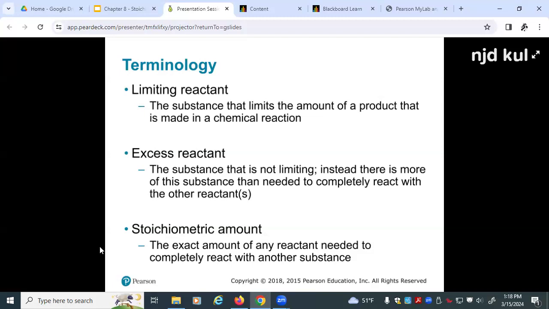So these are the terms that we are working with today. Limiting reactant, excess reactant, and to a lesser extent, stoichiometric amount. We're going to introduce a fourth term here a little bit later when we start talking about the product of these reactions, but we'll cross that when we come to it. Any questions about these three terms?